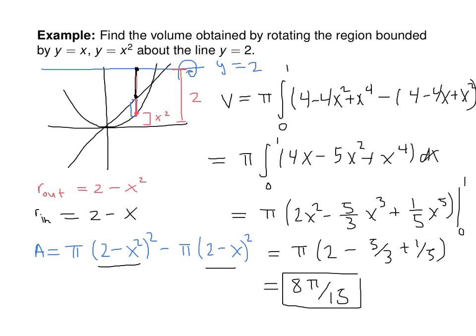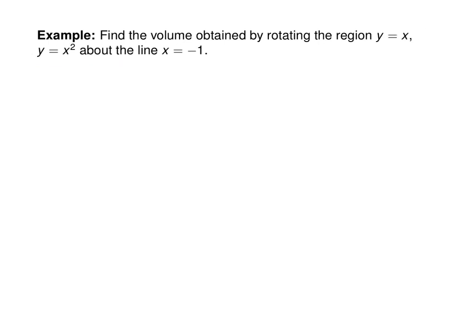All right, one more. So that was about a horizontal line, y equals 2. In the next example, we'll take the same region, rotate it about a vertical line. And what you can think is a horizontal line is more similar to the x-axis, whereas a vertical line is going to be more similar to rotating about the y-axis. Okay, find the volume obtained by rotating this region about the line x equals -1.